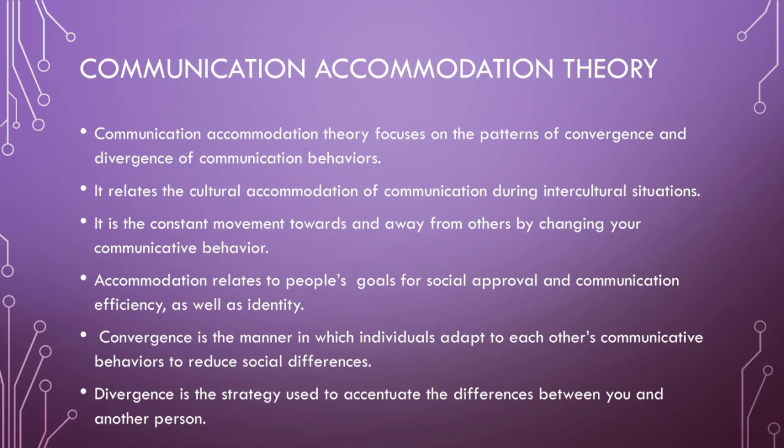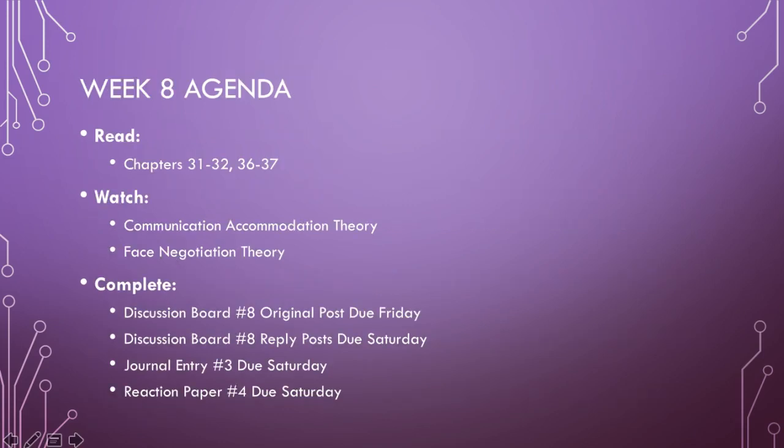Once that occurs, we can see where there's relevance within our communication patterns and accommodate those patterns to be more effective communicators. In wrapping up, it's important to note that we're reading chapters 31, 32, 36, 37. We're watching 2 videos on communication accommodation theory, as well as completing discussion board number 8 by Friday, with replies due on Saturday, journal entry number 3 on Saturday, as well as reaction paper number 3 on Saturday.